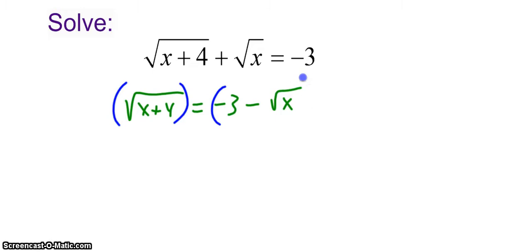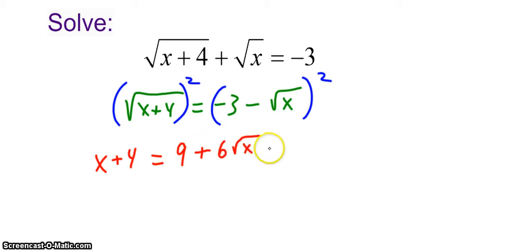Now, square both sides. This becomes x plus 4. Here I have to multiply this out. So this will become 9 plus 6 root x plus x. Now we're going to isolate the square root again. This one, you'll notice, is kind of nice because as I isolate the square root, I'm going to subtract x from both sides and that goes away. So I end up with negative 5 equals 6 root x.